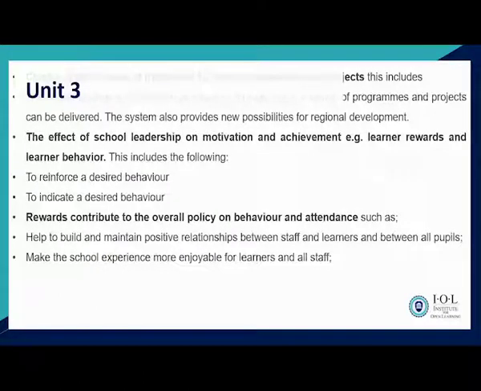Unit 3, I want you to look at the cluster system usage of framework for other programs and projects. This includes that the system provides a single structure through which a variety of programs and projects can be driven. The system also provides a new possibility for regional development. So here I want you to look at the clustering system in Namibia and how it helps the school to operate and other regional projects within the education sector.